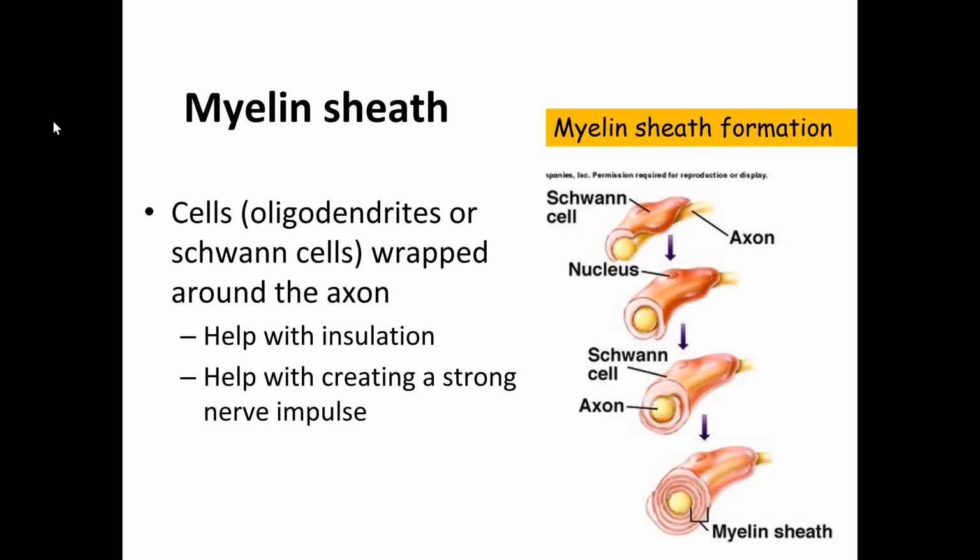So what is this myelin sheath, a little bit more. Oligodendrocytes and Schwann cells wrap around the axons. Actually, the Schwann cell wraps itself around the axon, oligodendrocytes don't, and forms this covering. It helps with insulation and helps with creating a strong nerve impulse.